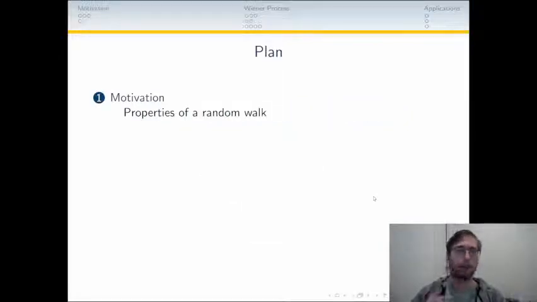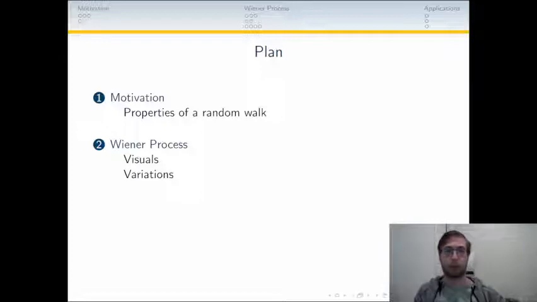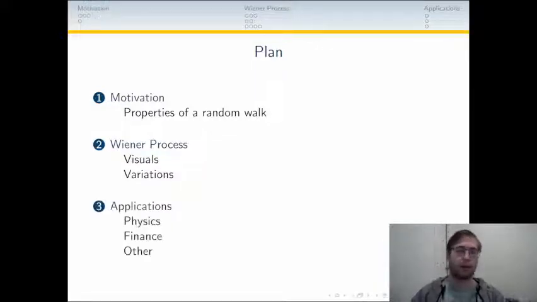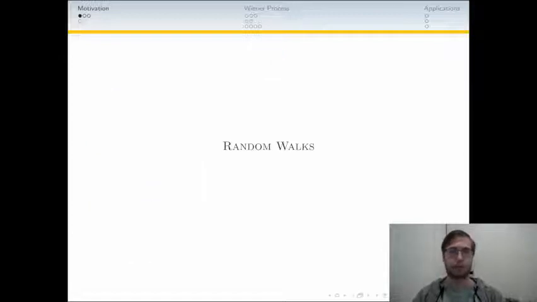So to begin with, we'll be going over the properties of a random walk and more of an intuitive sense behind a random walk. And then we'll be going over the Wiener process, properties of the Wiener process, some visualizations of it to make it easier to understand, and variations of the Wiener process. And then afterwards, we'll be lightly discussing applications of the Wiener process in physics, finance, and other applications. So let's begin with random walks.